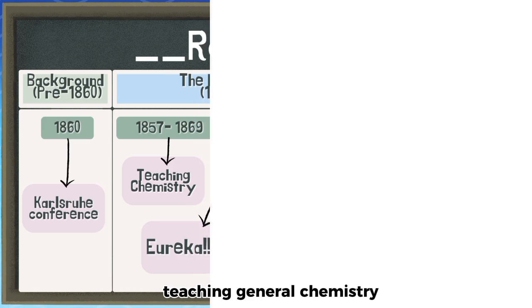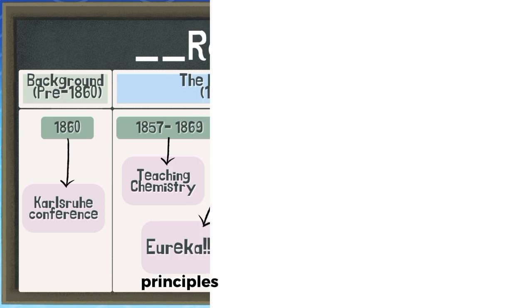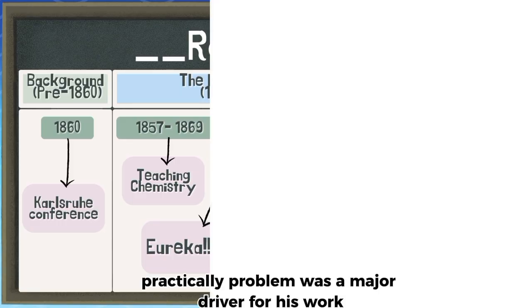Teaching general chemistry, Mendeleev was writing a textbook, Principles of Chemistry. The need to logically organize elements for his students forced him to look for a systematic way to classify them. This practical problem was a major driver for his work.